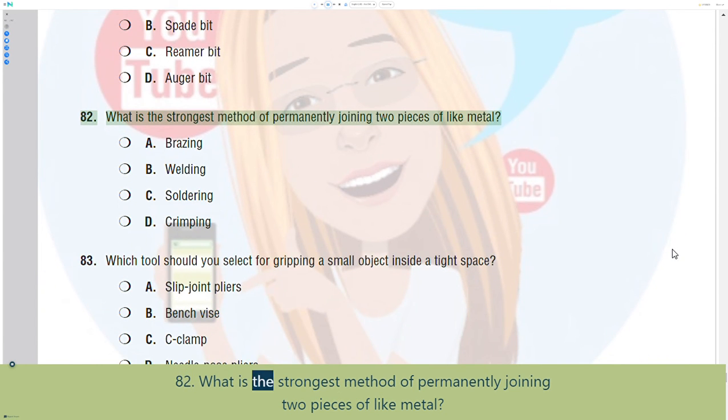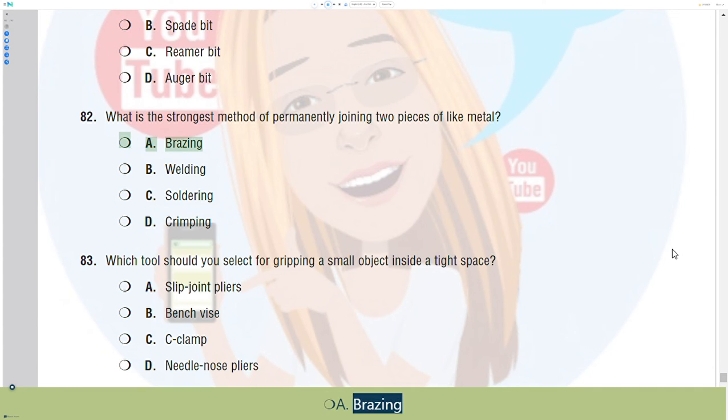82. What is the strongest method of permanently joining two pieces of like metal? A. Brazing. B. Welding. C. Soldering. D. Crimping.